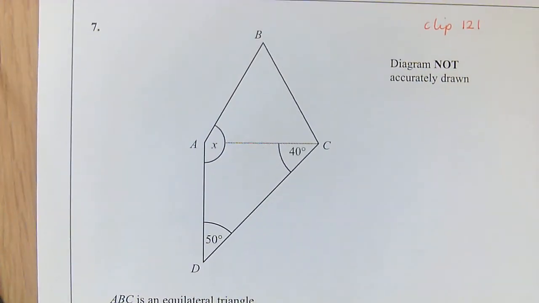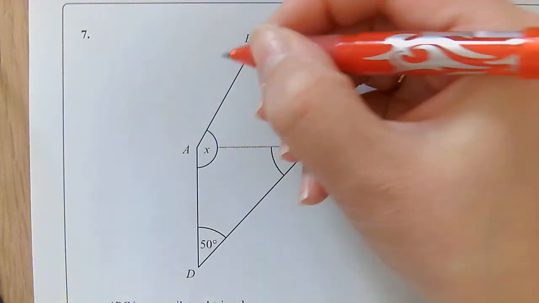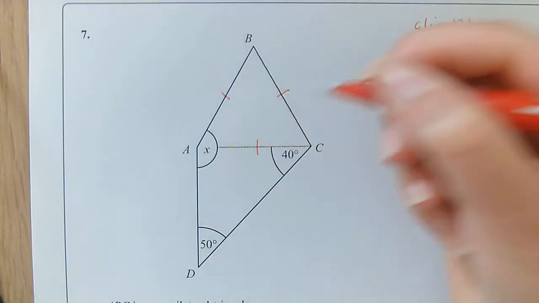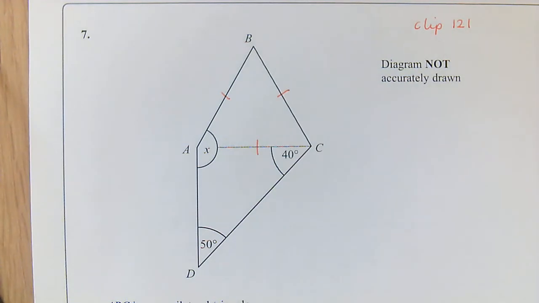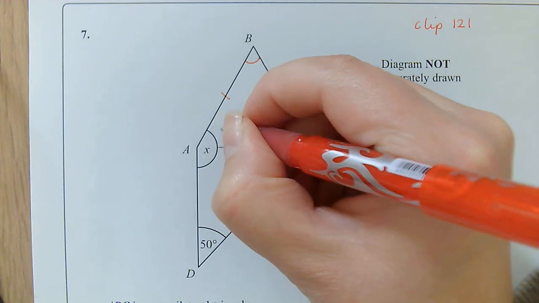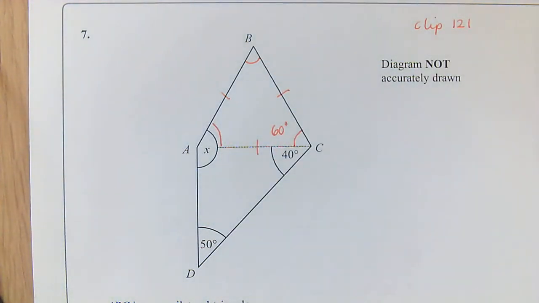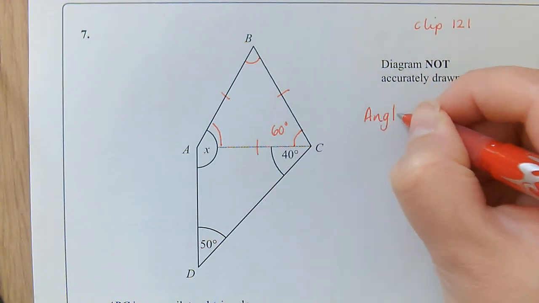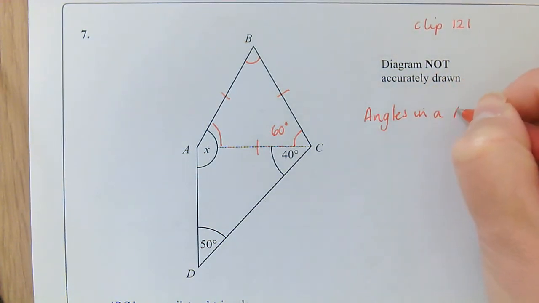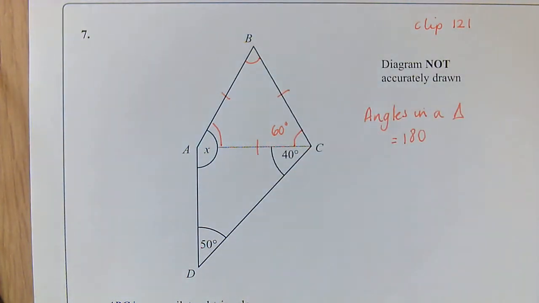Okay, question 7, we are looking at some angles. ABC is an equilateral triangle. I'm just going to pop those lines on there to tell me it's an equilateral triangle. Because it's an equilateral triangle, we know that each angle is going to be 60 degrees. Remember, our angles in a triangle add up to 180 degrees, and if all the angles are the same, 180 divided by 3 gives us 60.